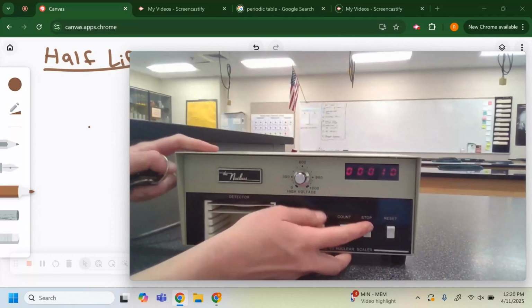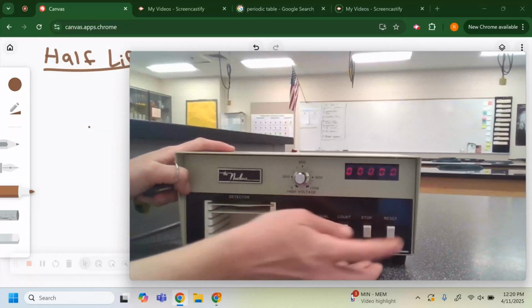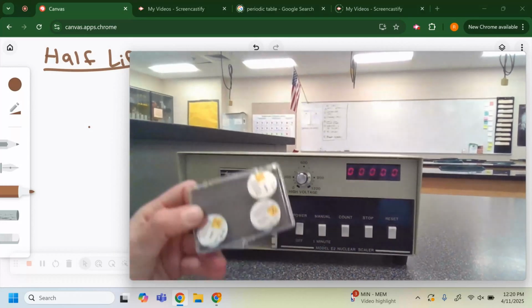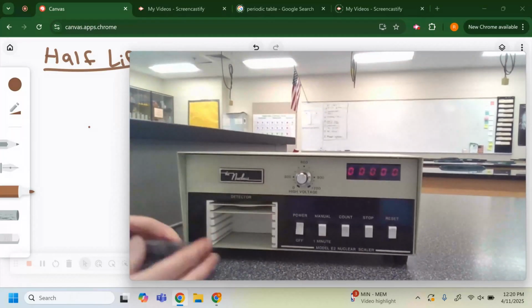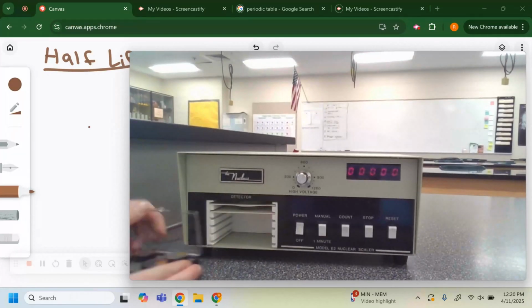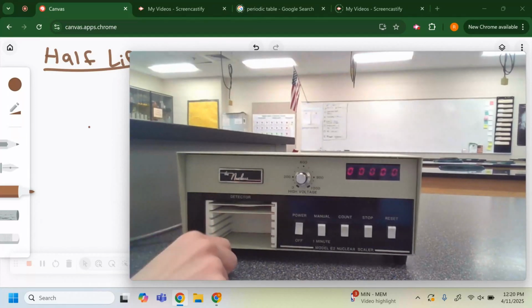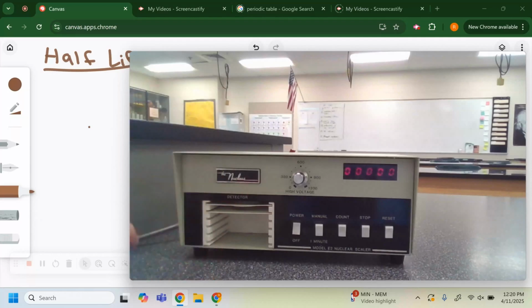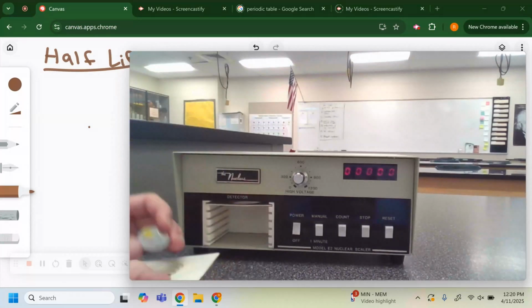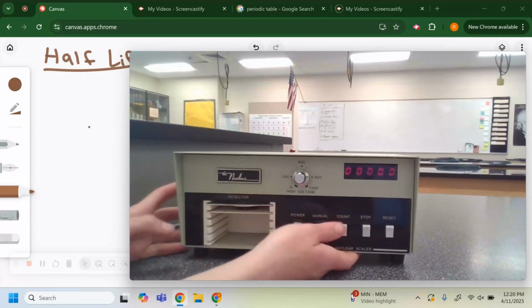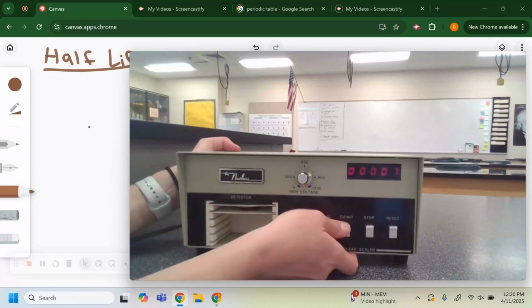Now I'll go ahead and stop this here, and we'll reset it. And now I'm going to get an actual radioactive sample here. These are my radioactive samples. So what I'm going to do is I'm going to take out a little beta sample. Now this sample right here is actually radioactive right now. When I slide it in here, you'll be able to see that. I'll go ahead and hit count like this.